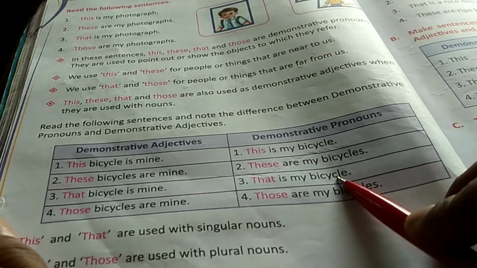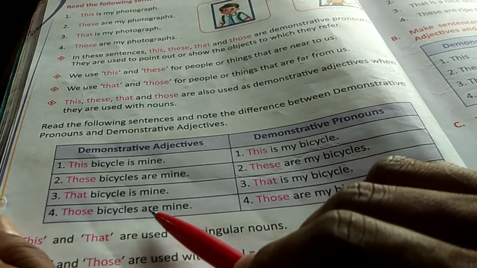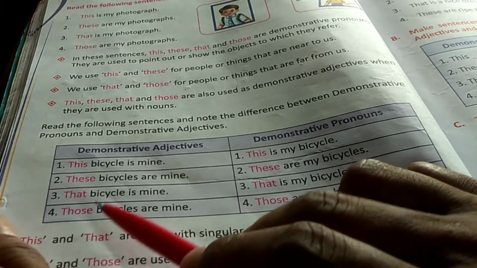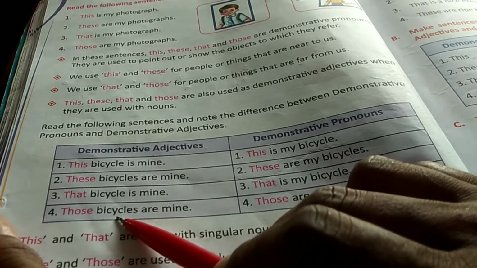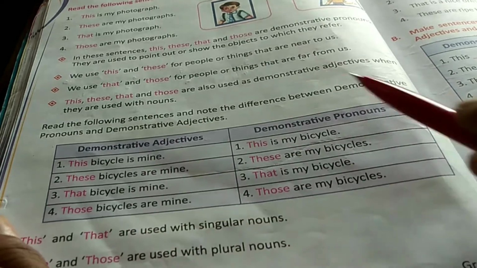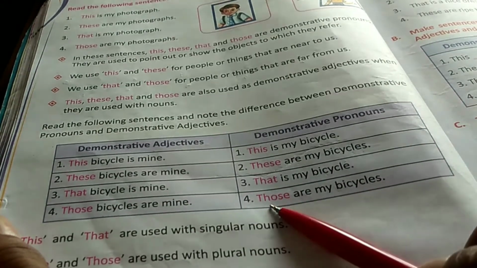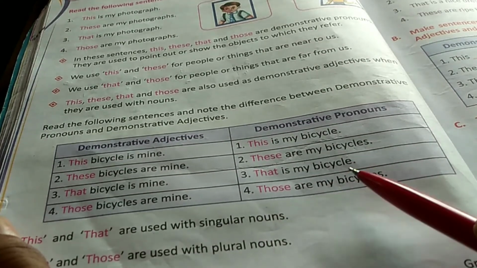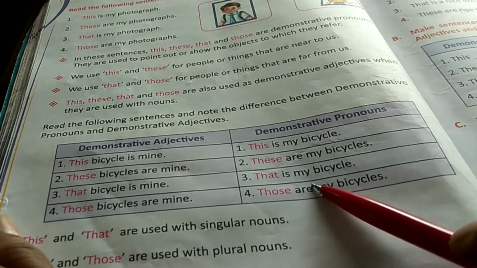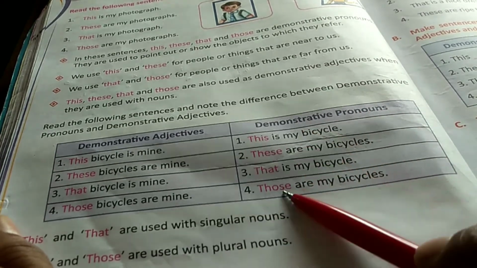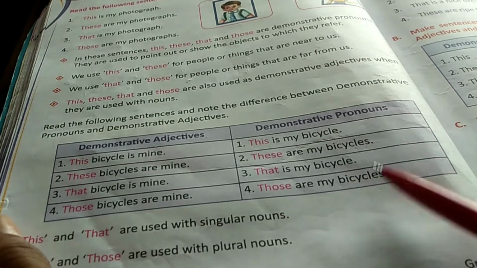The object. Here next one, those bicycles are mine. After those, what is coming? Bicycles. So this one is a demonstrative adjective. We can change it into demonstrative pronouns like those are my bicycles. After those, the main verb are is coming. Here those points out bicycles, my bicycles.